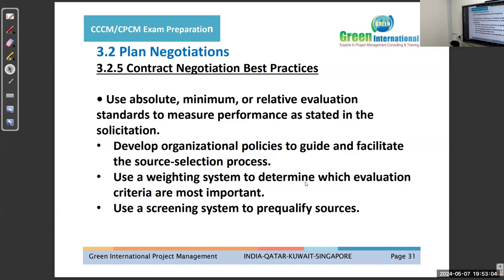Develop organizational policies to guide and facilitate the source selection process. In each and every company, we have some different criteria. Someone is asking for 3 quotations, someone is asking for 5 quotations. Different companies have different understanding to select the source, and then afterwards they will maintain the negotiation with them in terms of quality, delivery period, and pricing also. Use a weighting system to determine which evaluation criteria are most important. Use a screening system to pre-qualify sources.